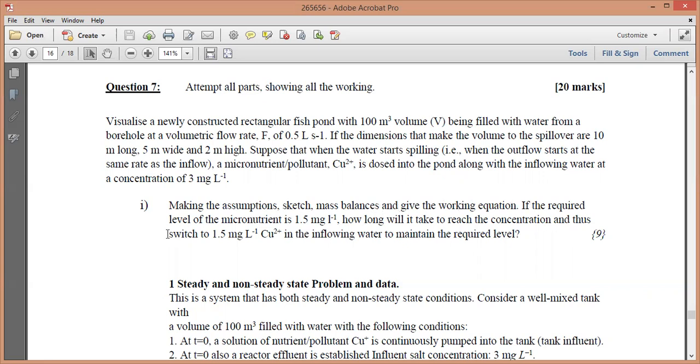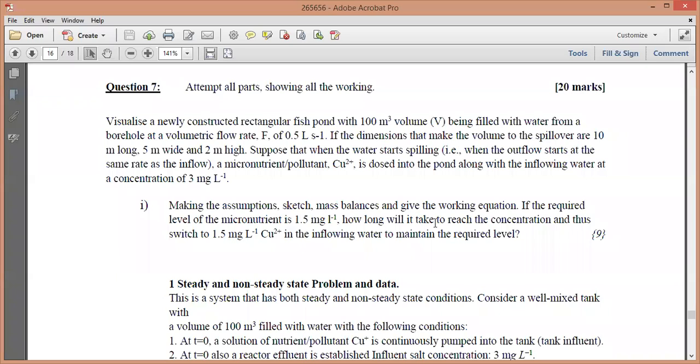If the required level of the micronutrient is 1.5 milligrams per liter, how long will it take to reach the concentration and thus switch to 1.5 milligrams per liter copper dosing in the inflowing water to maintain the required level? Okay, so let me try and explain it.